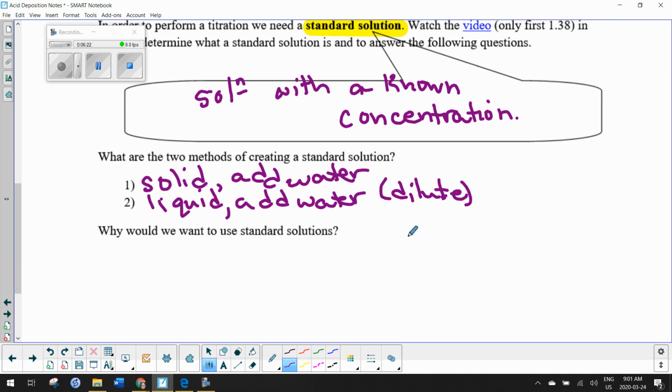Now, why would we want to use standard solutions? Simply because it has a known concentration. We are then able to use that data to figure out an unknown concentration.